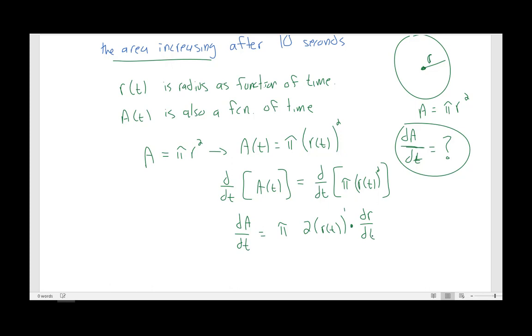So here's our implicit derivative, where we're differentiating the r variable with respect to time, and we're differentiating the A variable with respect to time, knowing conceptually that area really is a function of time and radius really is a function of time in the context of this problem.